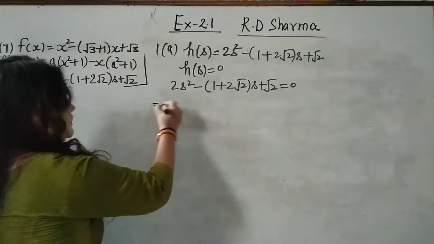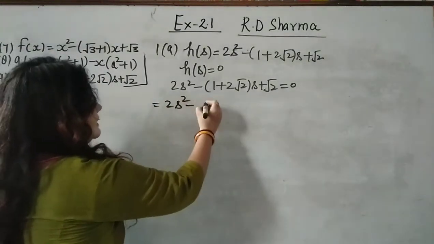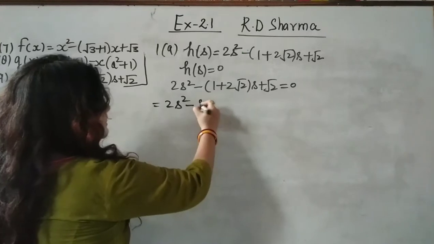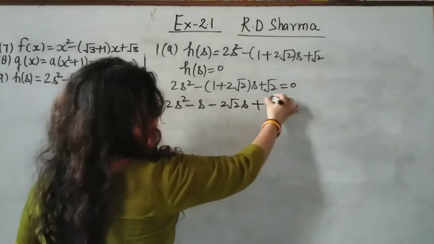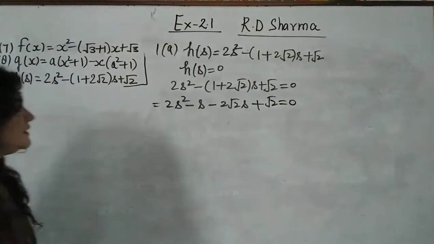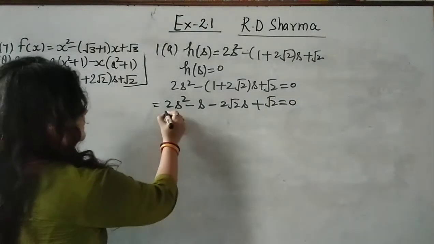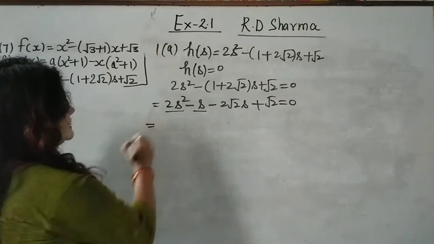Right? So 2s square minus 1 into s, this will be s, minus 2 root 2s, okay, plus under root 2 is equal to 0. And what is common? See, in these two terms, what is common?